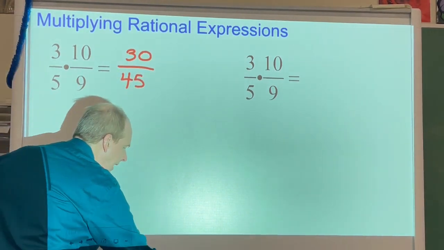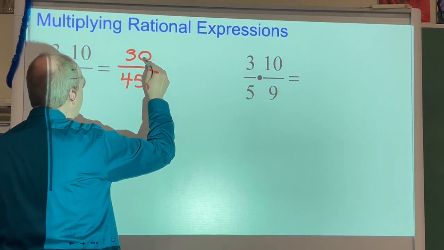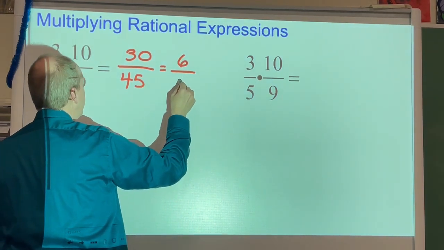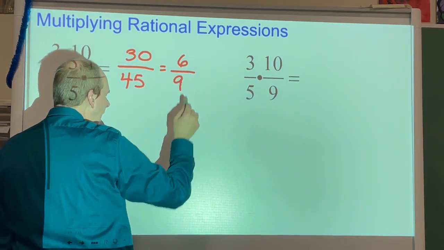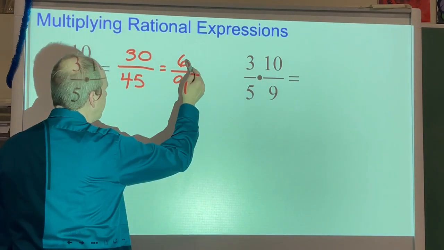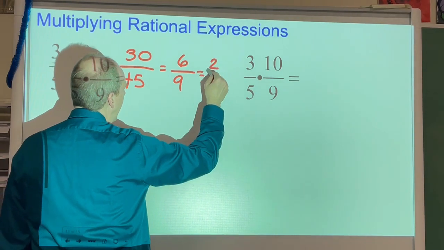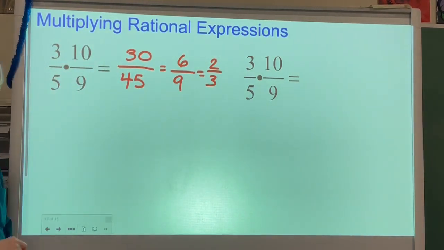I could divide both of them by 5. 30 divided by 5 is 6. 45 divided by 5 would be 9. Oh, this is 2 times 3 and this is 3 times 3. I could divide them both by 3 and I get 2/3. It's kind of a long way to do it.